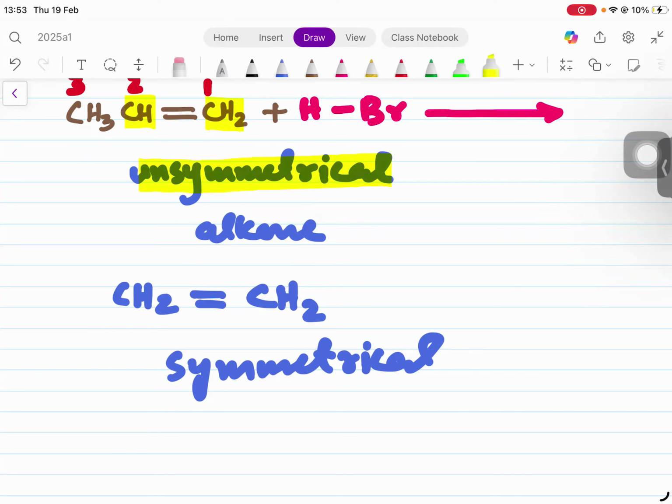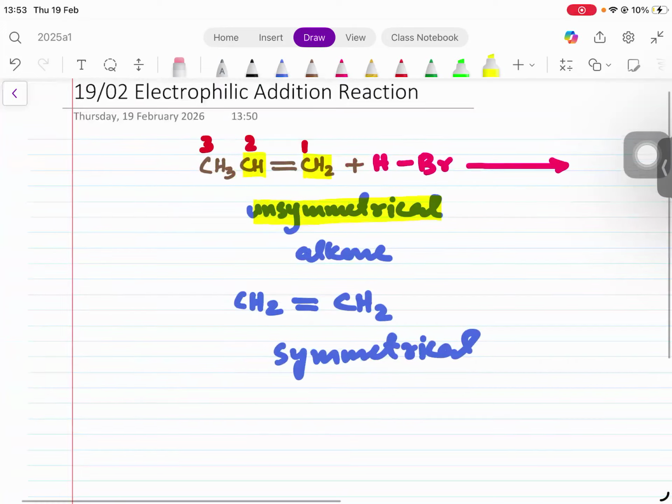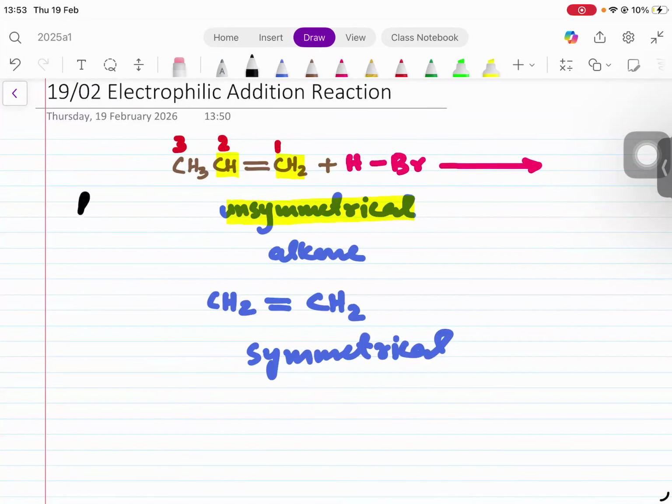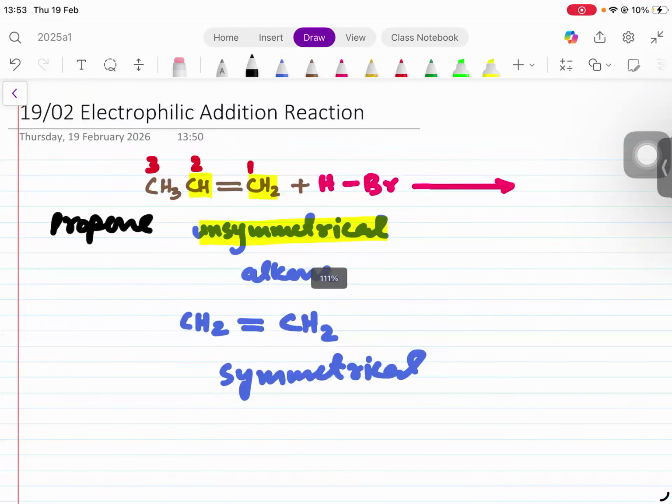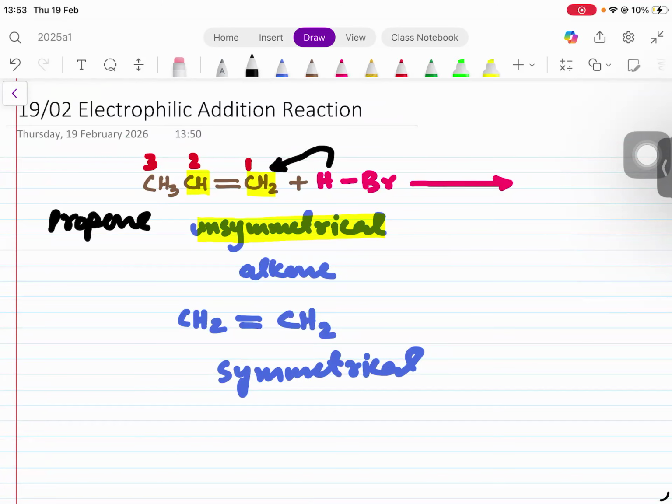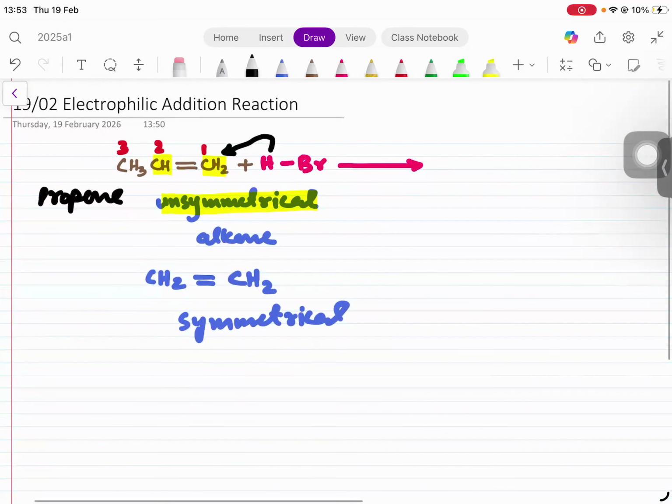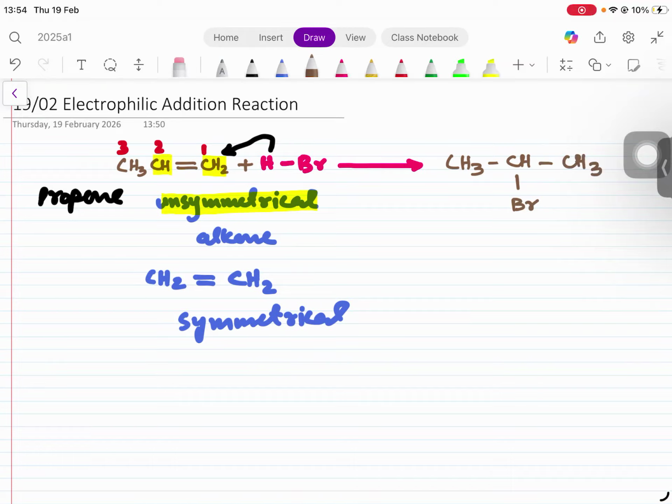Okay? So when you add propene, which is an unsymmetrical alkene, to HBr, now we have 2 possible products. Because if H goes to carbon number 1, yes, the Br is going to add to carbon number 2. So it will be what? CH3, CH, and then Br on this carbon, and then this becomes CH3. So this is 2-bromo.